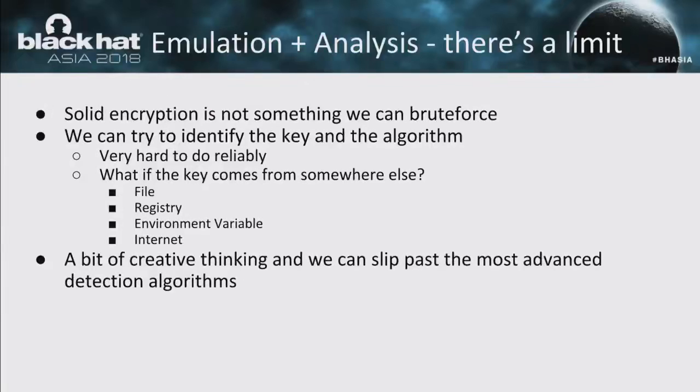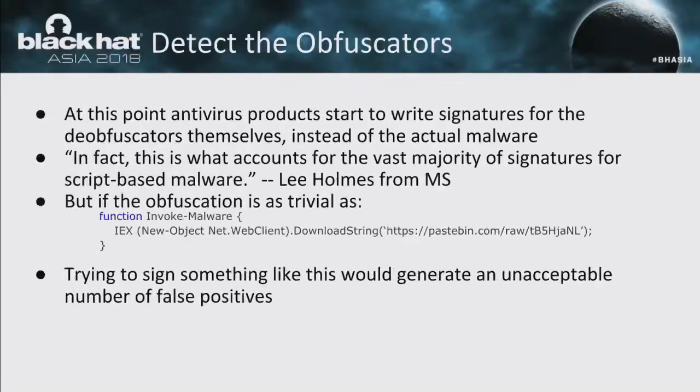As antivirus products, we can try to identify the key in the algorithm. But what if the key comes from a file or a registry or the internet? It becomes very hard to do reliably. So the point is, with a bit of creative thinking, we can slip past the most advanced detection algorithms. Now, at this point, antivirus solutions begin to write signatures for the deobfuscators themselves instead of the actual malware. And according to Lee Holmes from Microsoft, that accounts for the vast majority of signatures for script-based malware.